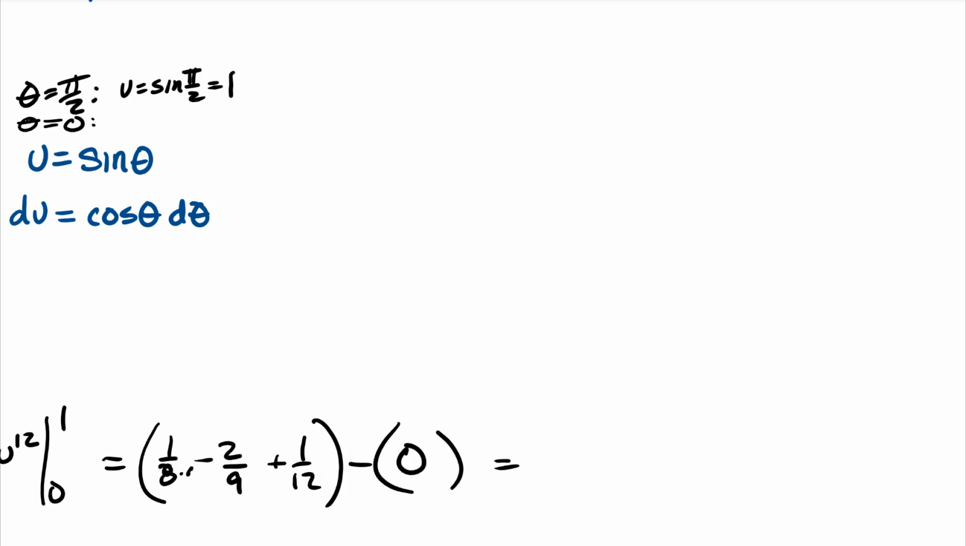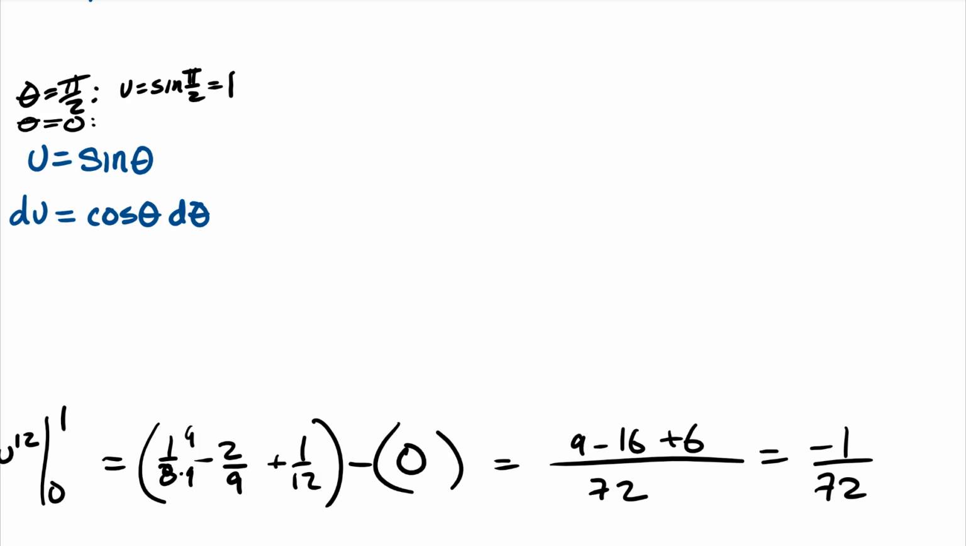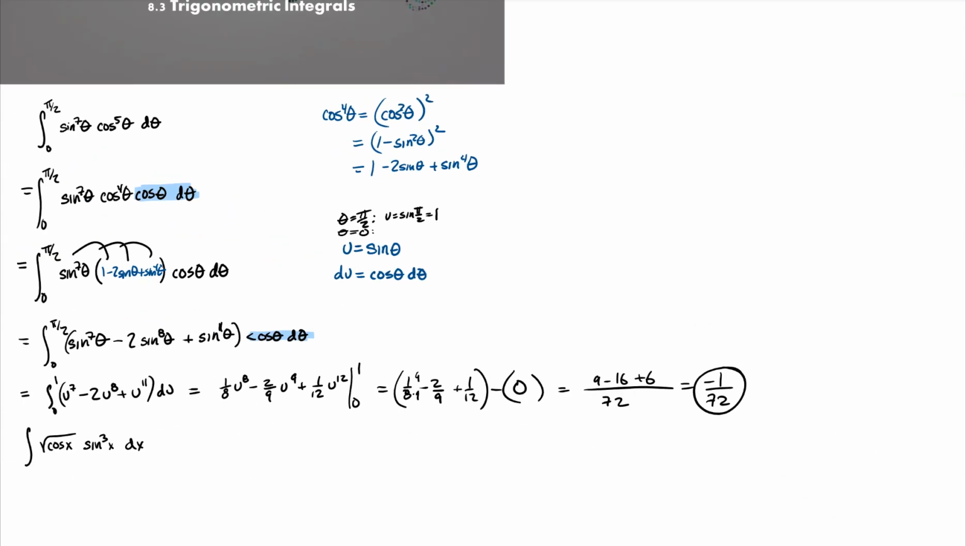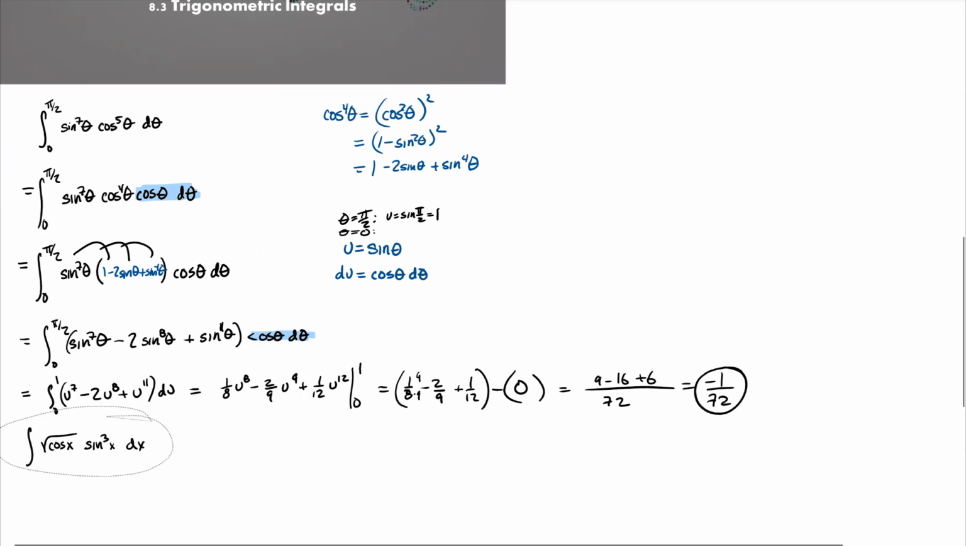That's 9. So 9 and a 9. So we're going to get 9 over 72. 2 times 8. So that's 16. And then what's 6? So 9 minus 16 is -7. -7 plus 6 is -1. So it's -1 over 72. It's a lot of work for a small number like that. You know what I mean? A lot of work.